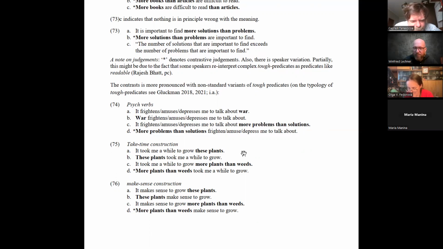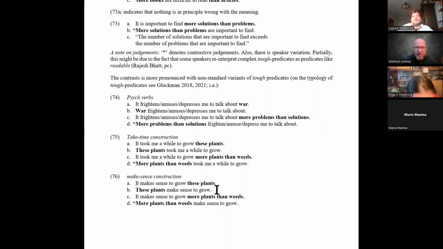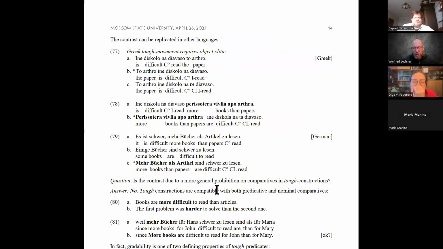Very bad. Or it makes sense to grow these plants. These plants make sense to grow. Perfectly fine. It makes sense to grow more plants than weeds. Every gardener would agree, I think. But more plants than weeds make sense to grow. It's really bad, no? Another question is, why is that? I've been testing this in some languages, in German and Greek, and this contrast seems to obtain there too.